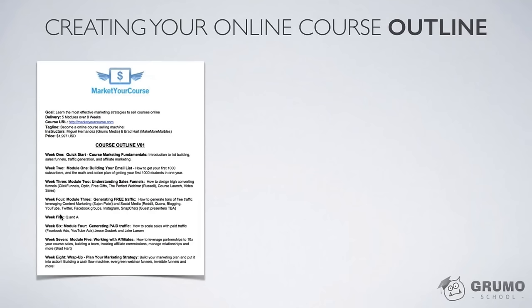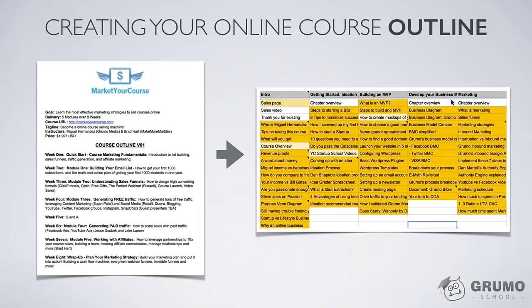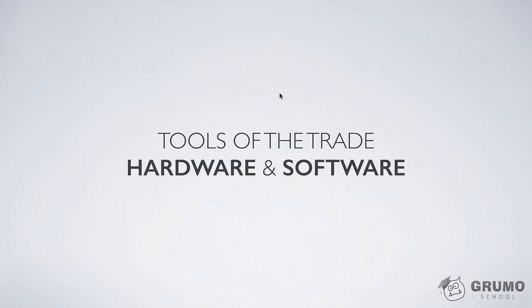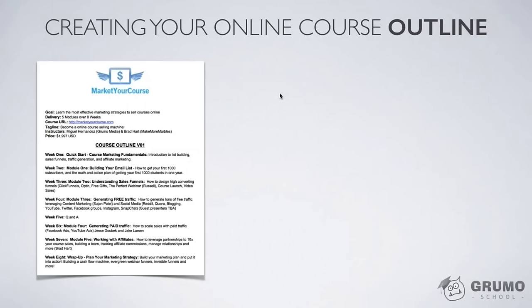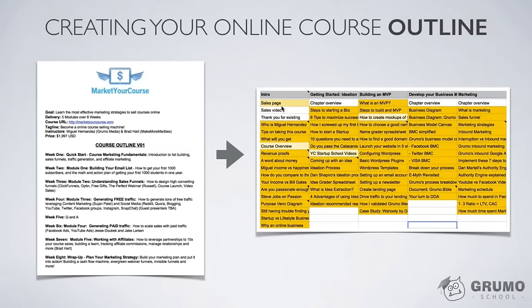What I do, and I love to do this, and I really recommend that you do that, is that once you have that, to track your progress, open a Google Sheet, spreadsheet, or use Excel, whatever you want, and on the top row, list your chapters, modules, whatever you want to call them, under each heading of each column. So here, then you list all your lectures. Then I use color coding.